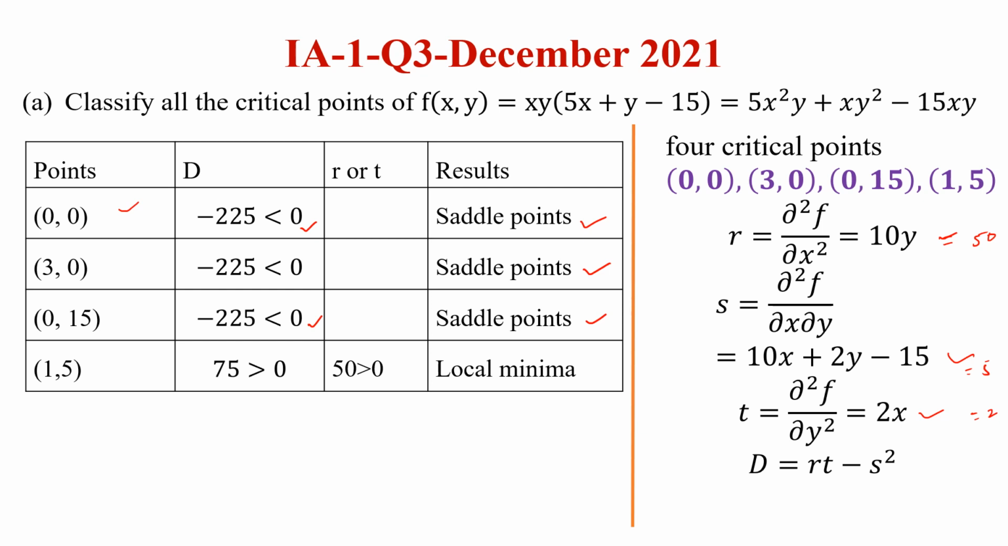Root 50 into 2 is 100 minus s square, which is 25, so it is 75, which is greater than 0. So if d is greater than 0, then we go for r of t. Here r we have 50, which is positive. So our conclusion is it is a local minima. So these 4 points you can match with your calculation.